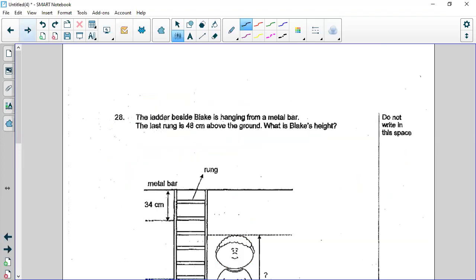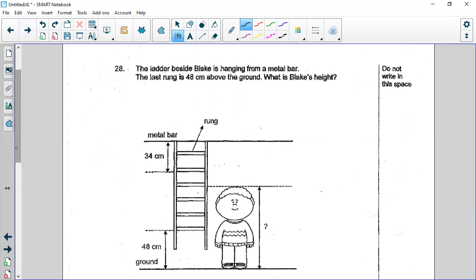Now this one, the picture can be a bit confusing. Can you see the gaps? The empty spaces are actually called gaps. Some of you may get confused by the picture. So your 2 gaps is actually 34 cm, 2 units. So your 1 gap is 34 divided by 2.